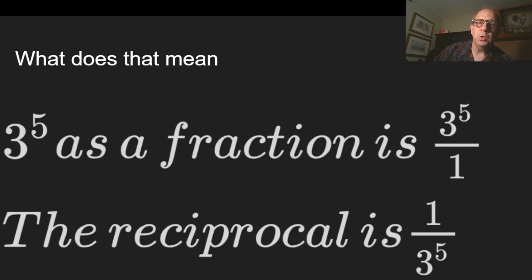Welcome back. So we just learned that 3 to the 5th power as a fraction is 3 to the 5th power over 1. That makes sense. So the reciprocal then is 1 over 3 to the 5th power. I just flipped it upside down.